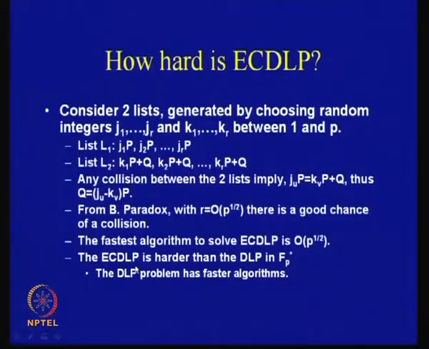So, therefore, the general comment that we can make is that the elliptic curve discrete log problem is probably harder than the discrete log problem in FP star. And the discrete log problem in FP has actually got faster algorithms.